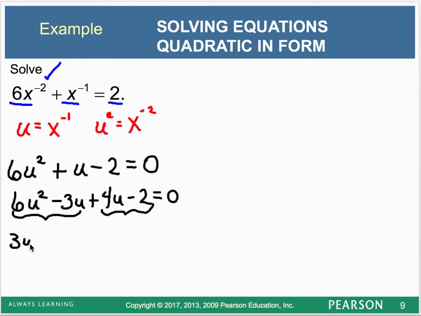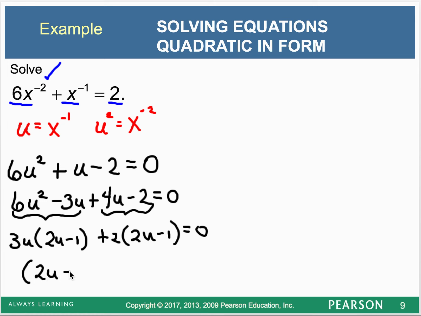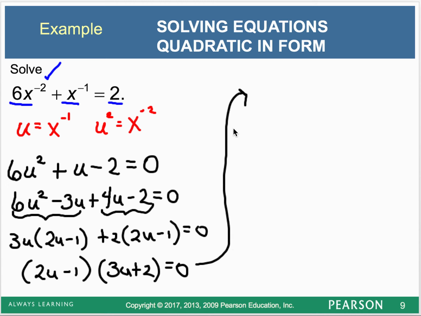So I can factor out a 3u, which leaves 2u minus 1, factor out a 2, which leaves 2u minus 1. So now I can factor out the 2u minus 1, which leaves 3u plus 2. Okay, so one of those has to be 0. That means either u is 1/2 or u is negative 2/3. If you need to write that extra step, that's fine. Extra 2 steps, that's fine.